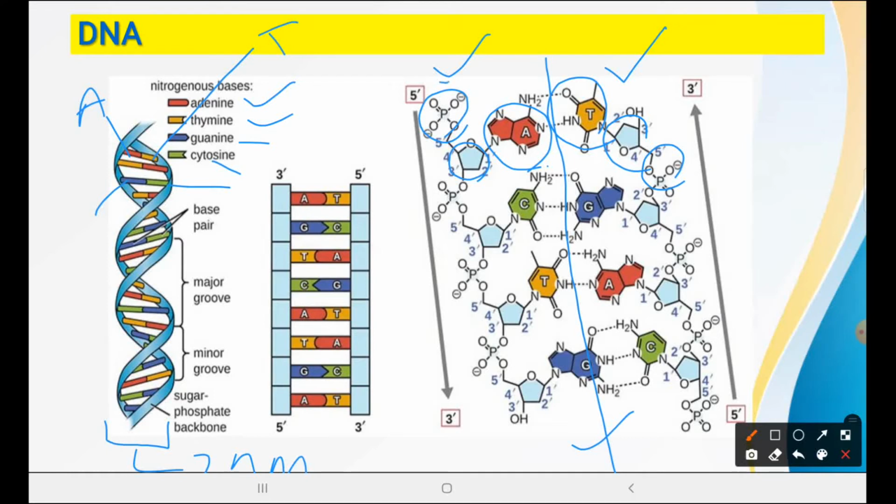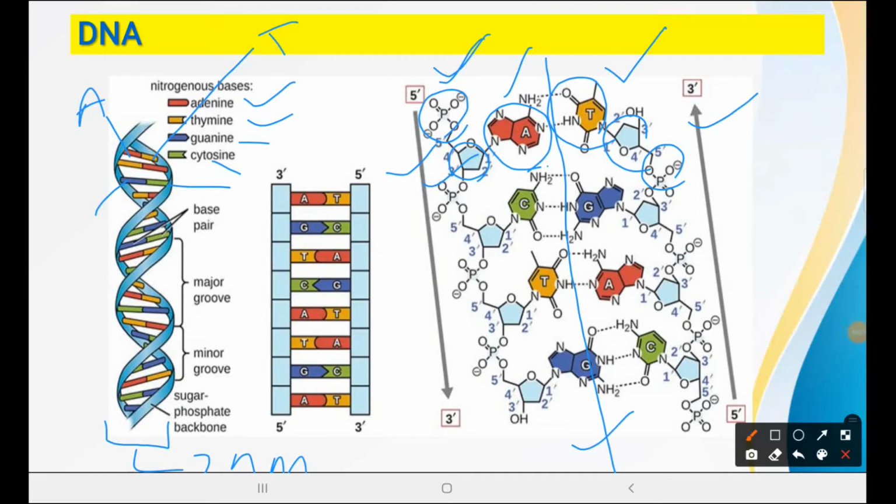The phosphate group and the pentose sugar are present towards the outer side, whereas the nitrogenous bases of both the strands, this strand as well as this strand, are projected towards the inner side and they form the inner core of the helix.